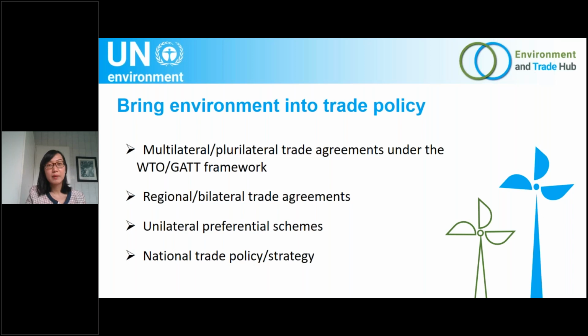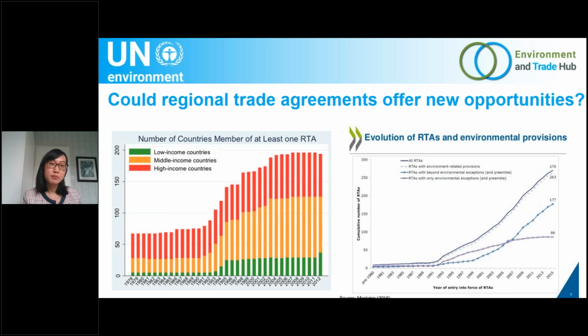But I would spend more time on regional trade agreements, where you have already seen from the previous presentations that there is a growing number of regional trade agreements, and also agreements that include environmental provisions. I think these 2 charts here also echo this trend. And so far, in fact, 60% of the recent regional trade agreements that contain environmental provisions go beyond WTO commitments. So there are opportunities in terms of their scope, breadth, and depth, and how they can best support bringing environment into trade policy.